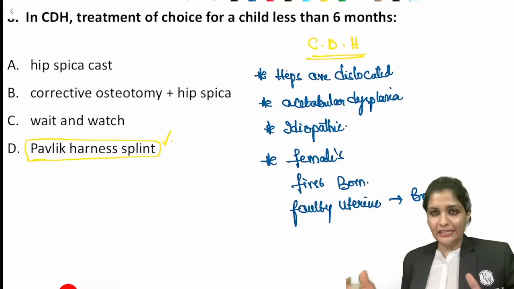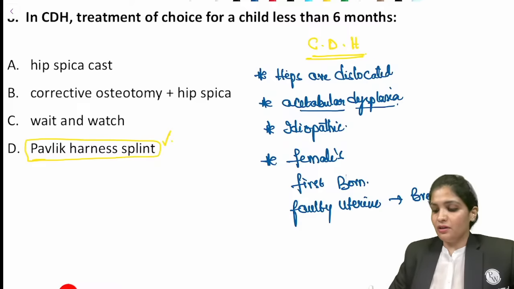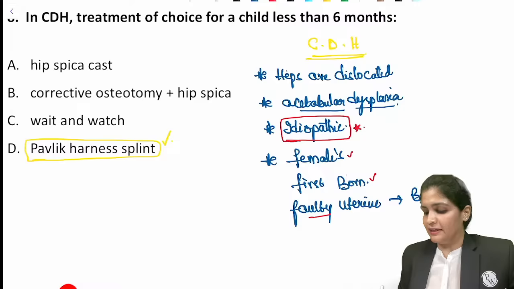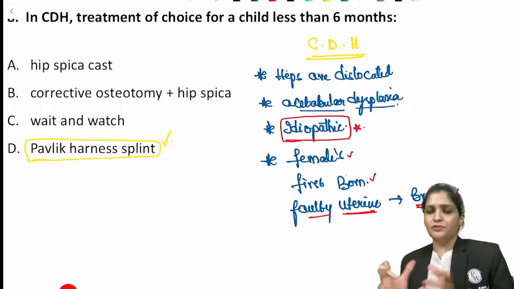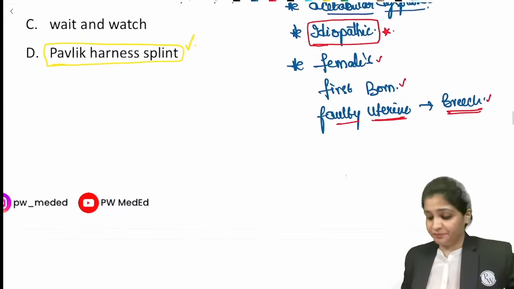The hips are easily dislocated, and the reason could be acetabular dysplasia, or the most common cause is idiopathic, right? Most common cause is idiopathic, and it is seen in females, it is seen in firstborns, and in cases where the breech presentation is present, that is faulty uterine or crowded positions of babies. So this is the CDH.